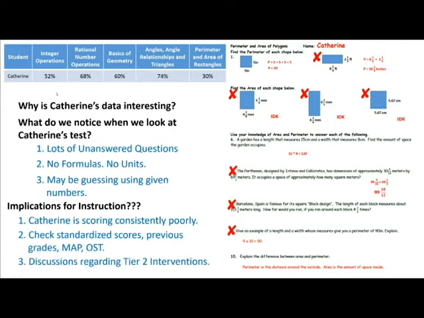Because regardless, we're going to begin having to have some discussions regarding some tier 2 interventions. What can we put in place globally to begin helping Catherine to improve? We need to start talking about peer tutors, about one-on-one instruction, about small group instruction, about pull-out programs, possibly a 504 or an IEP. There are a lot more significant challenges when we're looking at Catherine's scores.